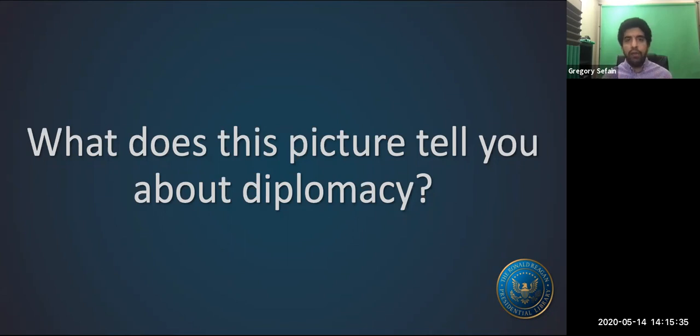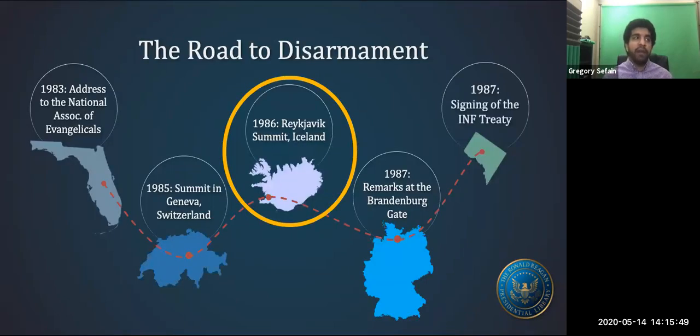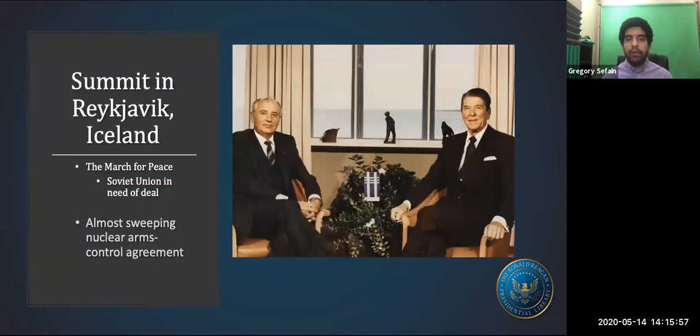Well, as I said, the two leaders found that there was some common ground, so they decided that it would be a good idea to have a second summit where they could start hashing out the details of what denuclearization would look like. So they decided that they would have their next summit in Reykjavik, Iceland. And during the summit, the two started to hash out policies.